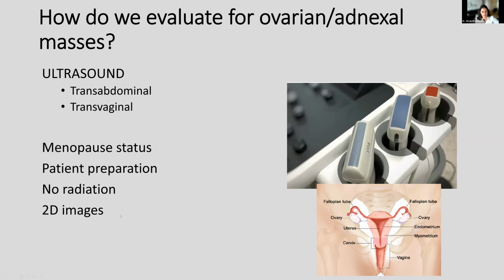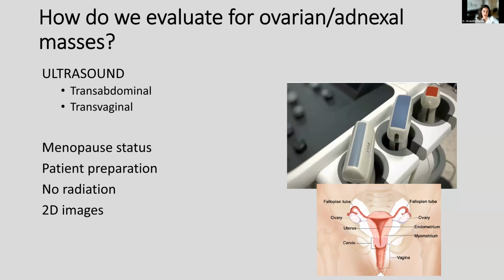And this gives us 2D images like I showed previously. So this is really the mainstay and our first line of how we can identify most ovarian or adnexal masses. In most patients, we can get pretty good images with this. We can characterize whether the mass has suspicious features, which I'll discuss in a little bit. And we don't really need to do any further imaging.